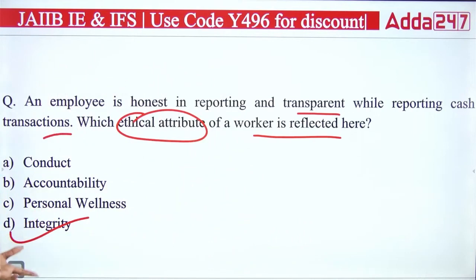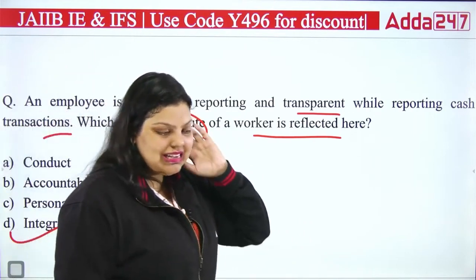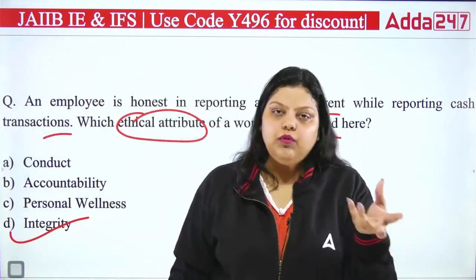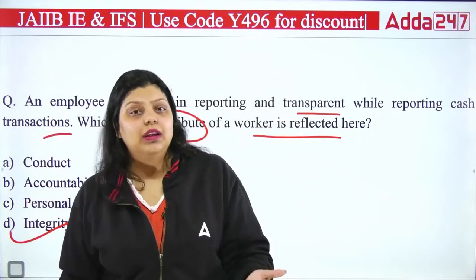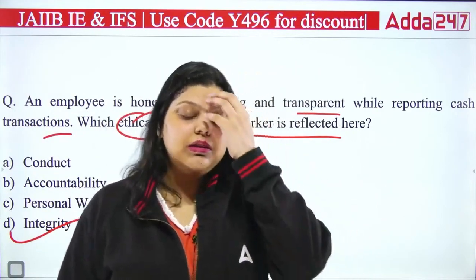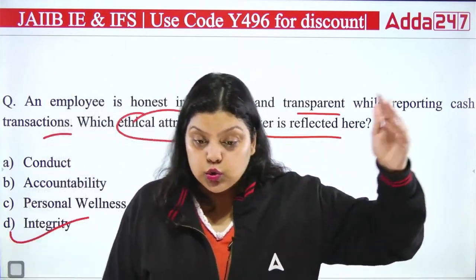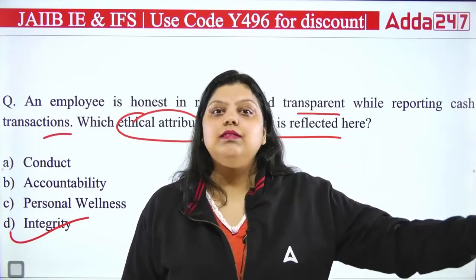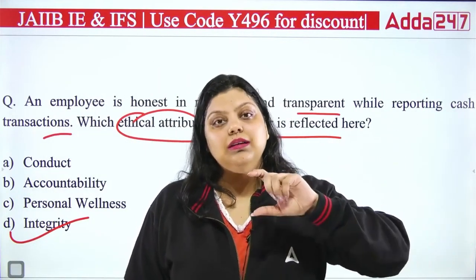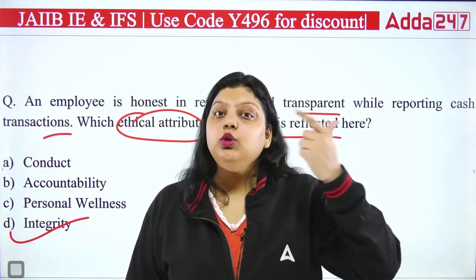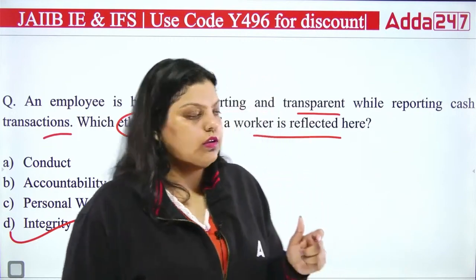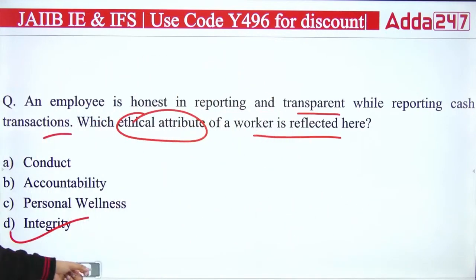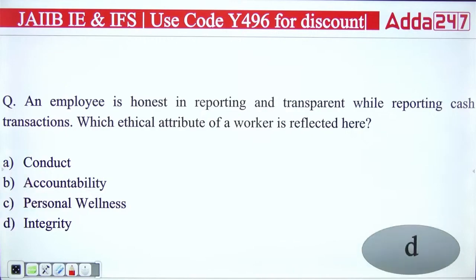So you are a person of integrity. The meaning of integrity is honesty. You are being honest, you are doing the right thing. That's integrity. But in institutional or organizational form, we do not use the word honesty, we use the word integrity. So right answer is D. Okay. Right answer will be D.